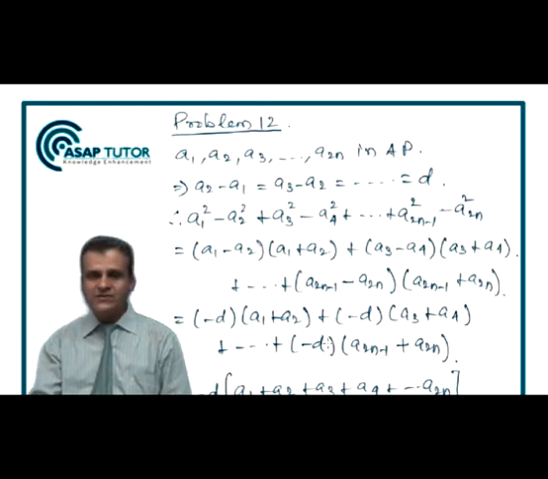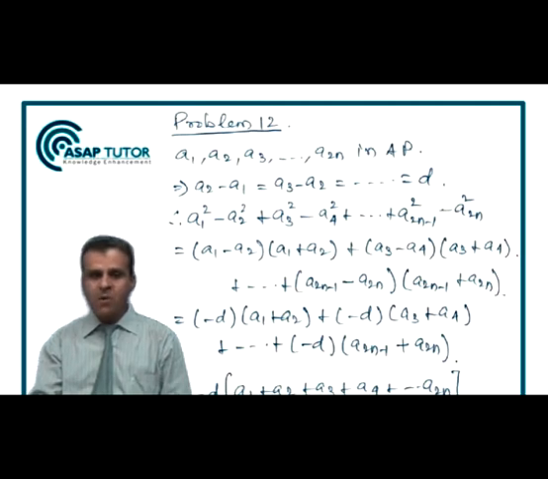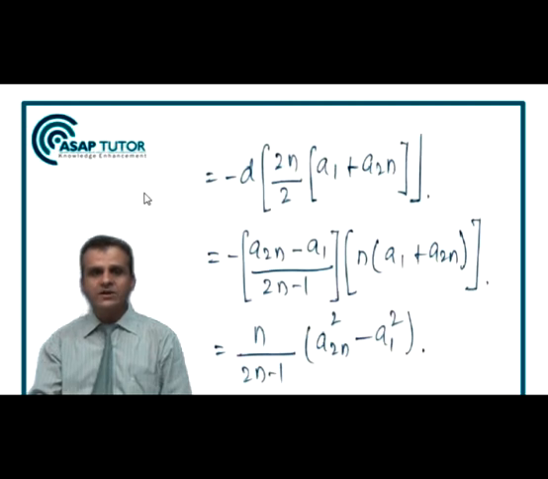Now we can take this minus d common, so minus d multiplied with a1 plus a2 plus a3 plus a4 and so on up to a2n. Now this will be equal to minus d into 2n by 2 into a1 plus a2n. Whenever we have an arithmetic progression, the sum is always equal to n by 2 multiplied with the first term plus the last term. The first term is a1, the last term is a2n. So we get the expression, because the total number of terms is 2n, divided by 2 multiplied with a1 plus a2n.